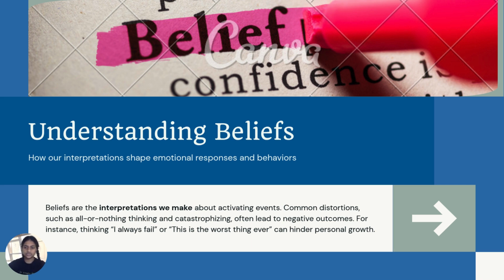But here's the good news: once we can identify these beliefs, we can learn to challenge and replace them. That's the next step in the model. For now, the key takeaway is this: it's not the event; it's the belief about the event that determines how we feel and act. And learning to recognize those beliefs is a skill that leads to emotional freedom.